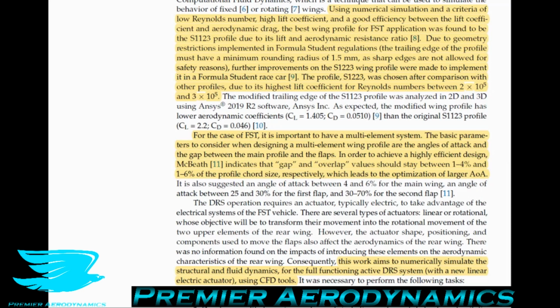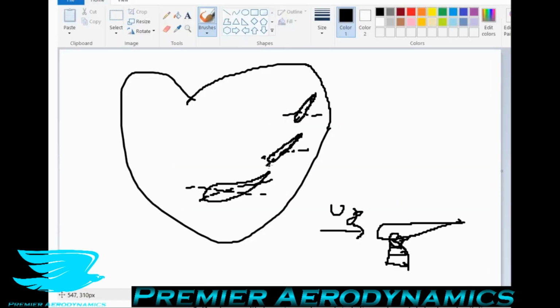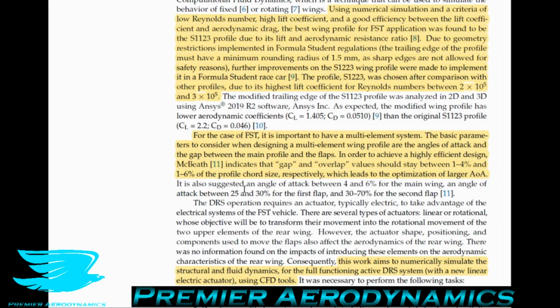In order to achieve a highly efficient design, one guideline by McBeath indicates that the gap and overlap values should stay between 1 to 4% and 1 to 6% of the profile chord size, which leads to the optimization of the larger angle of attack. So what does this mean? It means that the distance between one airfoil and where the other one starts, there's obviously going to be some sort of overlap. And that distance and the height here, you can find different benchmarks that you should use to optimize the lift or the downforce being produced by the system. And here they're just saying between 1 and 4% and 1 and 6% for the gap and overlap ratios, respectively.